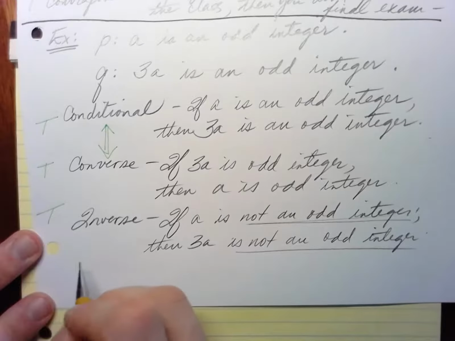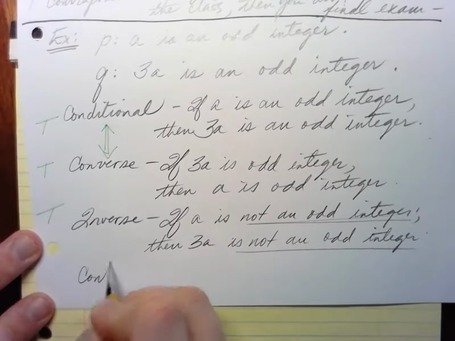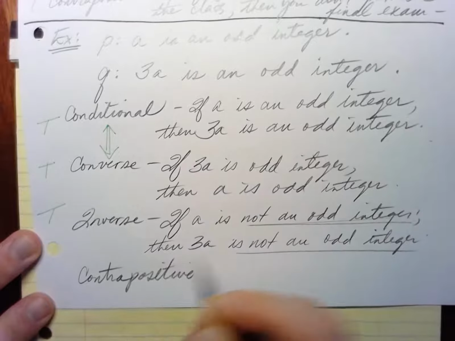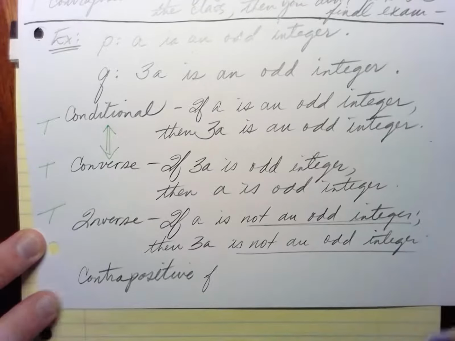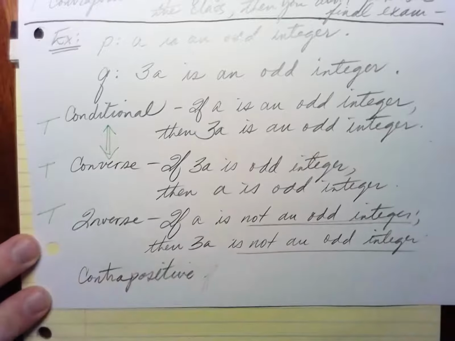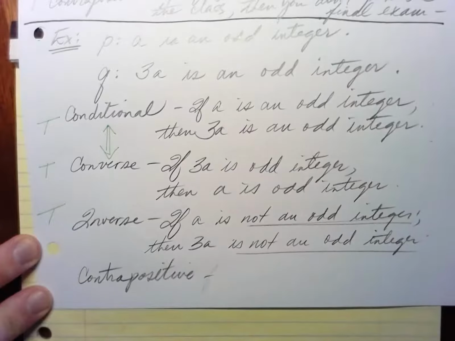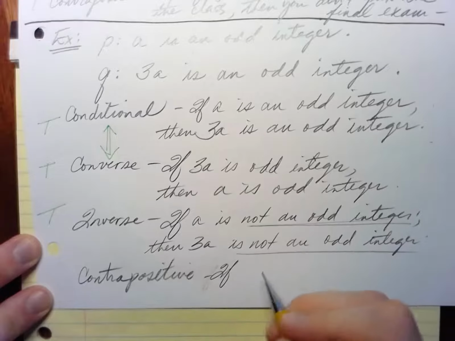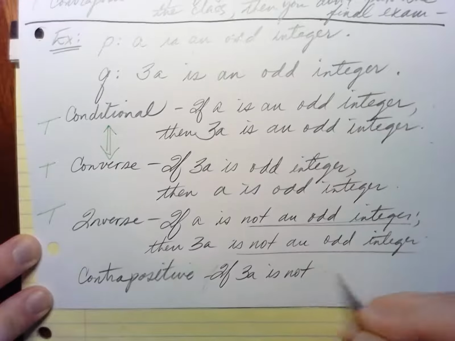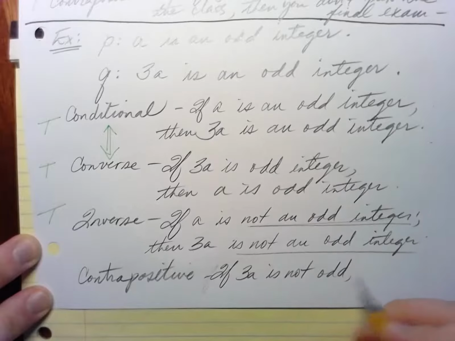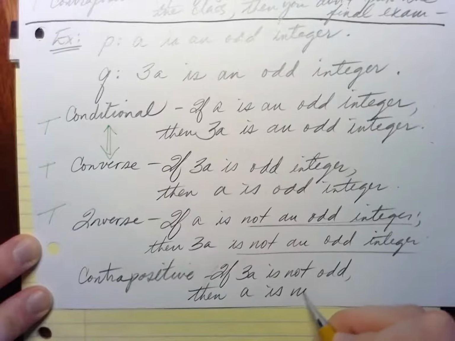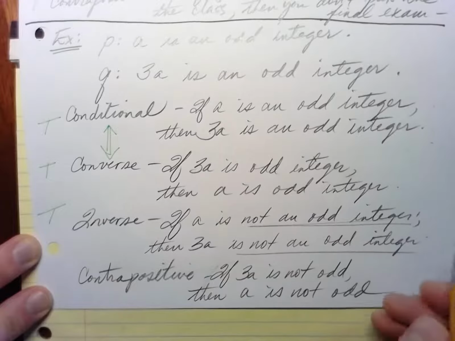And let's finally look at a contrapositive. Okay, so if 3A is not odd, then A is not odd.